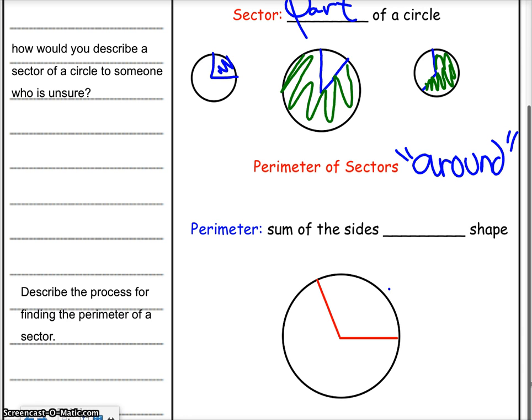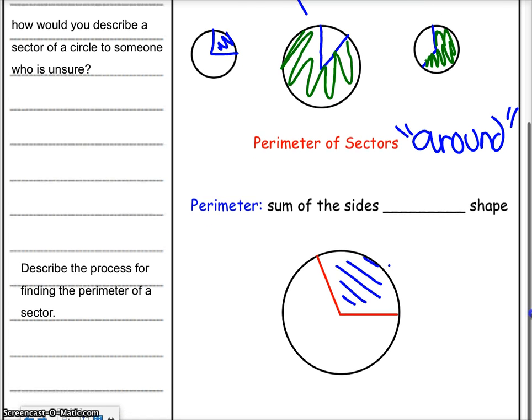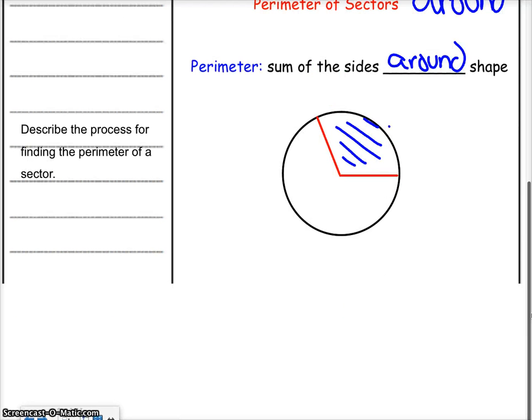Perimeter is around. So if you're given a sector, and see how I'm kind of shading the inside of the sector there? Perimeter is the sum of the sides around the shape, or the sector. So with a different color, I am going to show you around the sector. Look at the sector, try to visualize what's around it. Right? Do you agree with that?